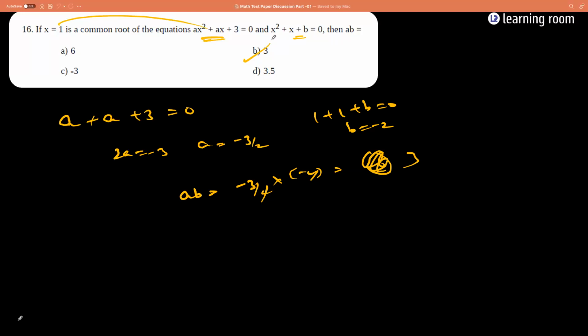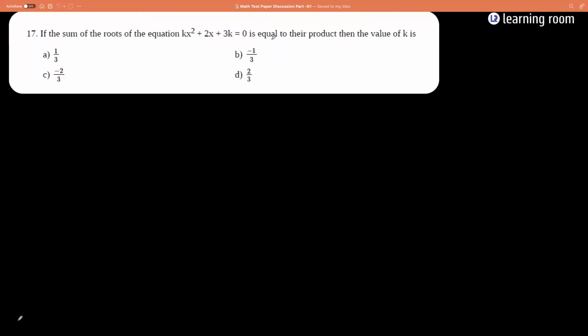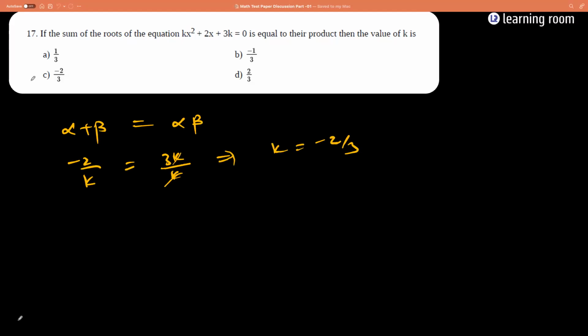16th one, option B is right. Correct. If the sum of the roots of the equation kx square plus 2x plus 3k is equal to 0 is equal to their product, then sum of the roots is minus 2 by k. So alpha plus beta is minus 2 by k is equal to 3k by k. k and k get cancelled, which implies k is equal to minus 2 by 3. 17C.